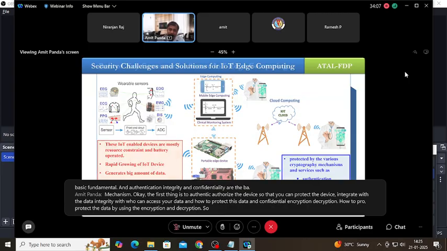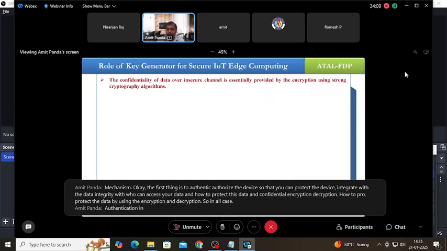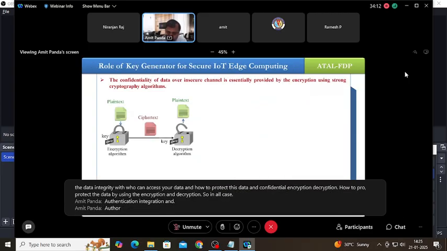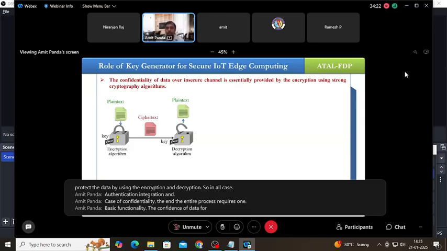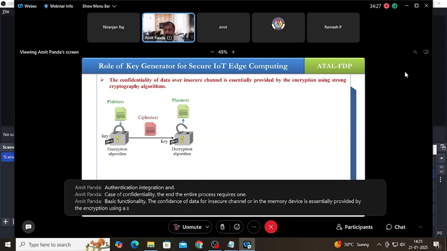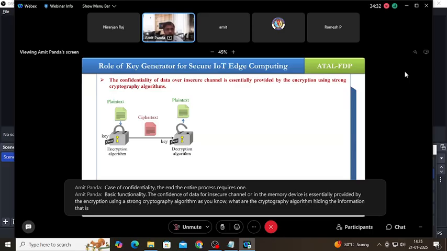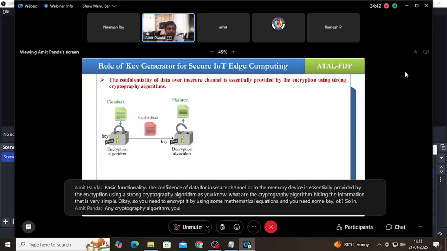So in all cases, authentication, integrity, and confidentiality, the entire process requires one basic functionality. The confidentiality of data over an insecure channel or in a memory device is essentially provided by encryption using a strong cryptography algorithm. As you know, what is a cryptography algorithm? Hiding the information. That is very simple. You need to encrypt it by using some mathematical equations, and you need some key. In any cryptography algorithm, you need encryption and decryption using the key.